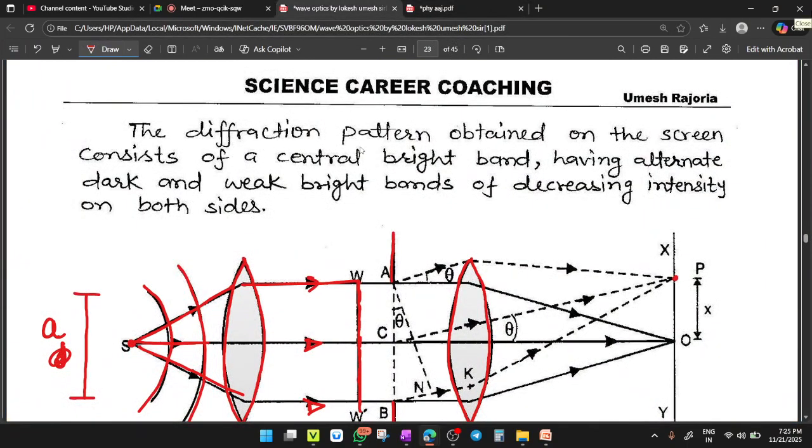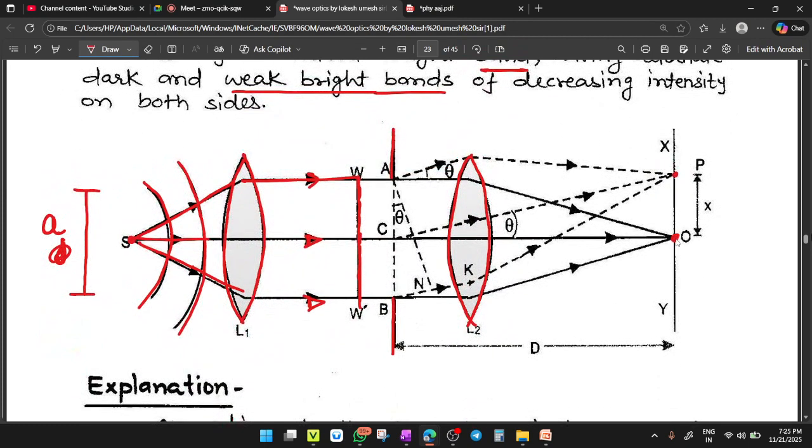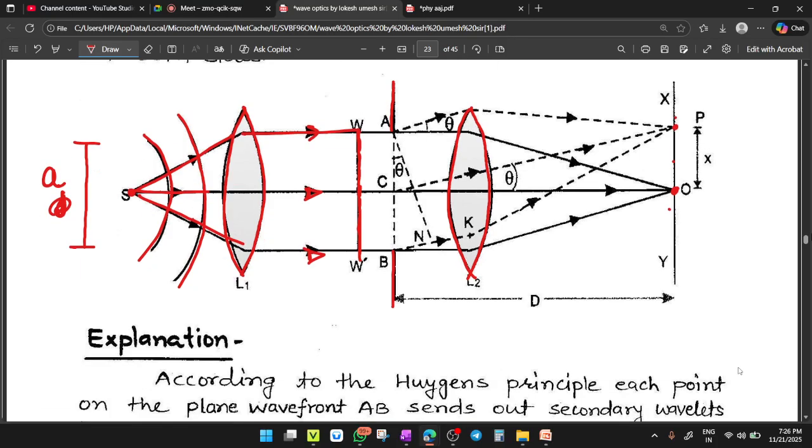So this line is important. The diffraction pattern obtained on the screen consists of a central bright band having alternate dark and weak bright bands. In interference, there is no weakness in the bright bands, but here there will be a weakness of bright bands of decreasing intensity on both sides, meaning upside and downside. Here your diffraction pattern will be maximum at the center. Then next is dark. Then the next bright is slightly lesser. Then the coming bright bands are also lesser, like that.